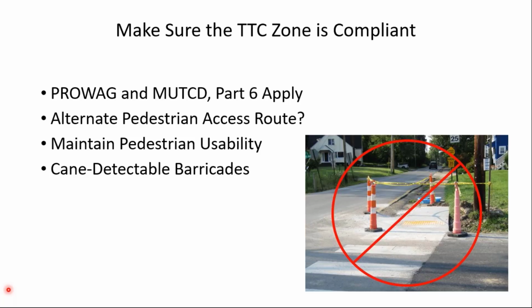And the key questions to ask, in my opinion, are, is there an alternate pedestrian access route available to pedestrians? And are there cane detectable barricades? And notice the image here, I've put the red slash through it because this does not comply, doesn't meet either of those requirements. But again, we won't talk about it here, but that should be part of your thinking or your planning as you build or rebuild curb ramps at corners.